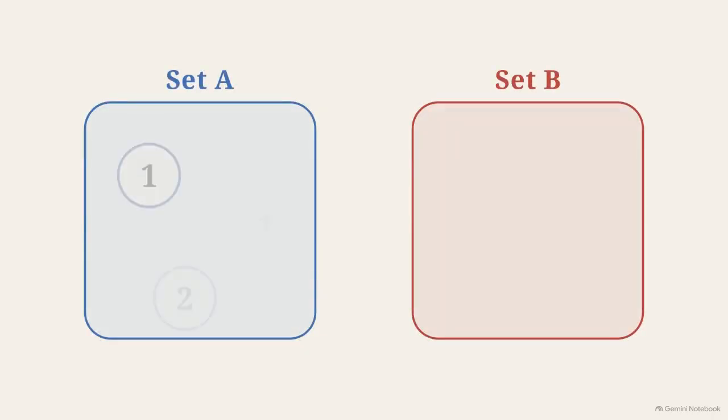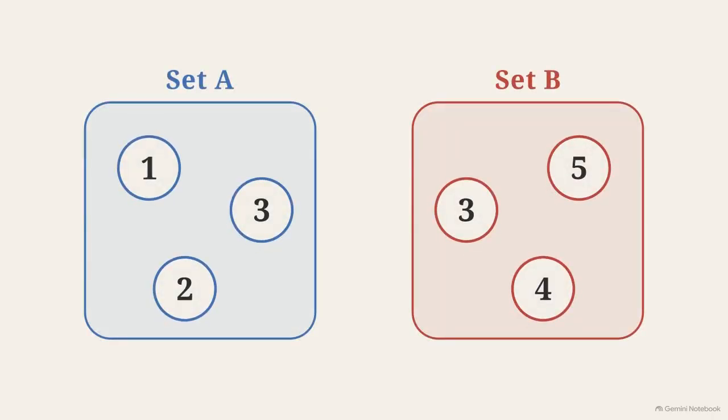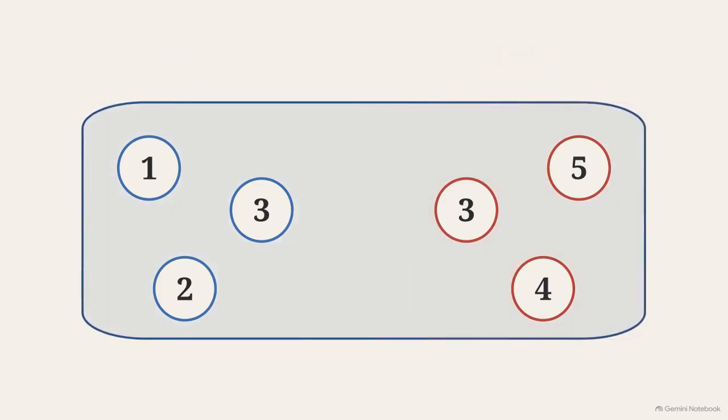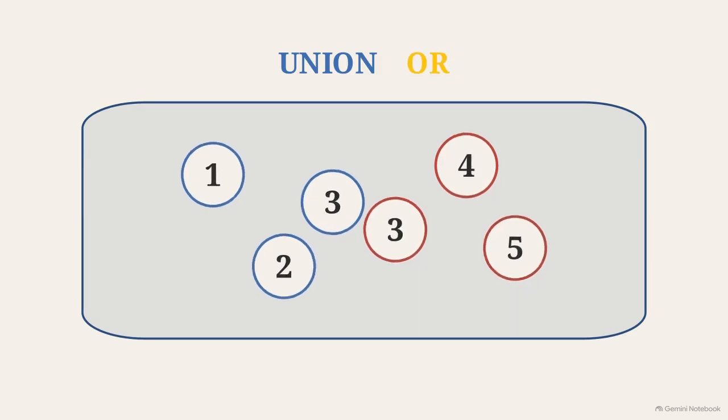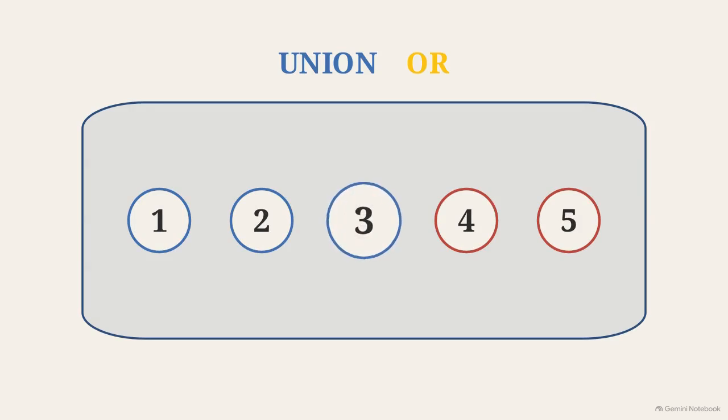Here we see two separate collections, set A and set B. Using a command called a union, we dump two different boxes into one giant pile. This is our OR command. We keep everything that is in A or B. And notice how the number 3 just fuses together.